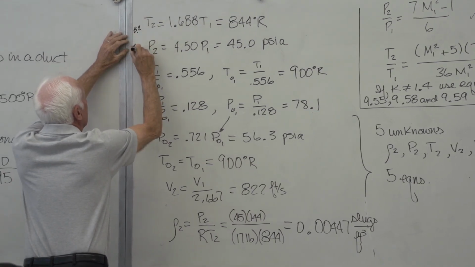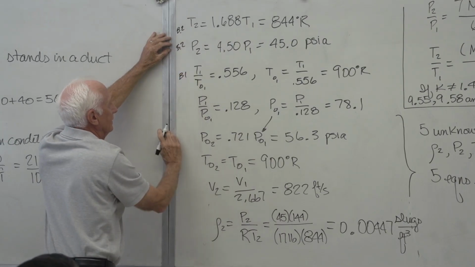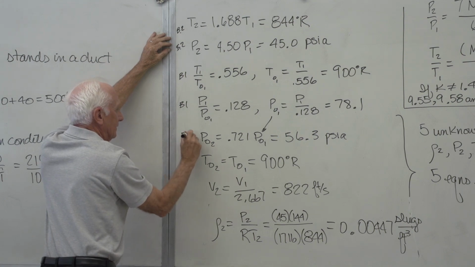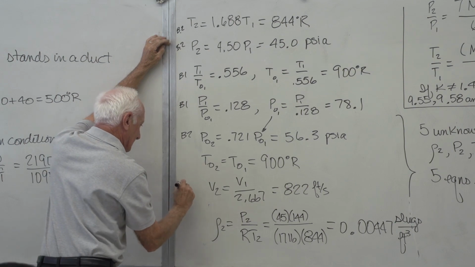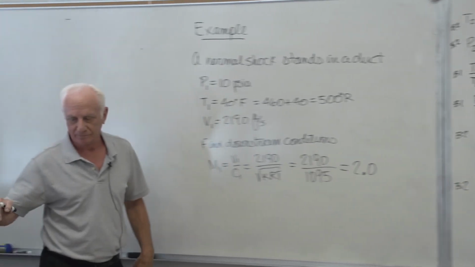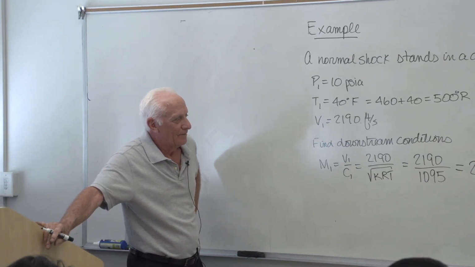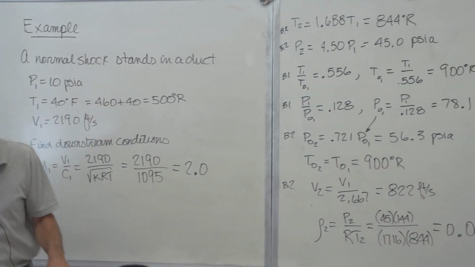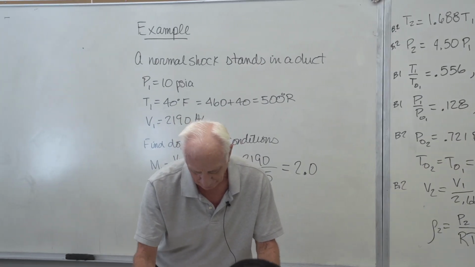B2, B1, B2, you know it. B2, there's a table you use. Okay, so that's how you go across a shock wave to get all those different properties.